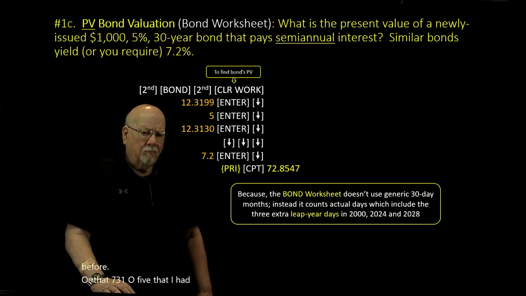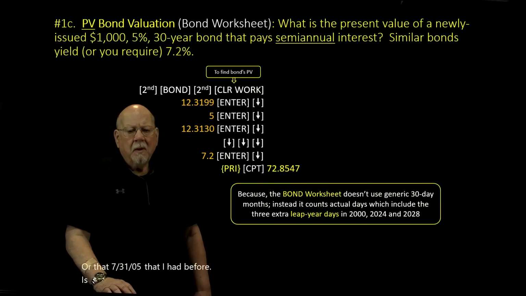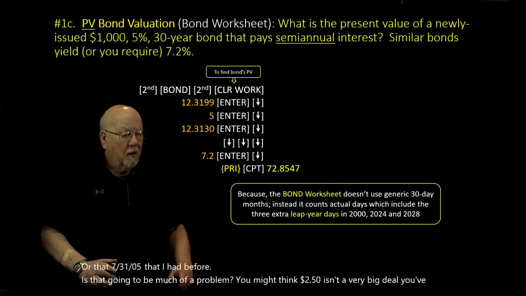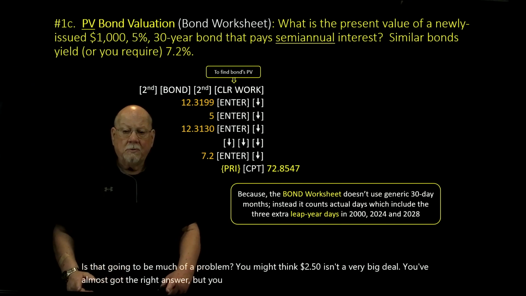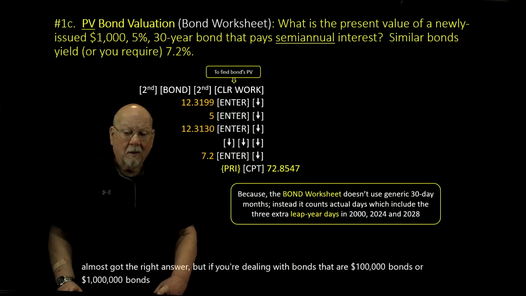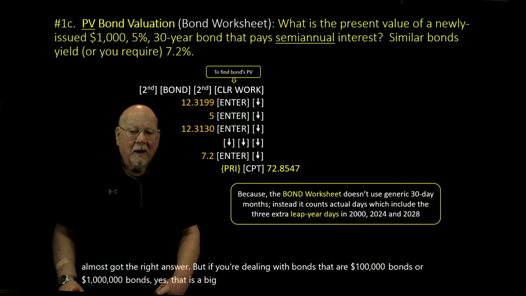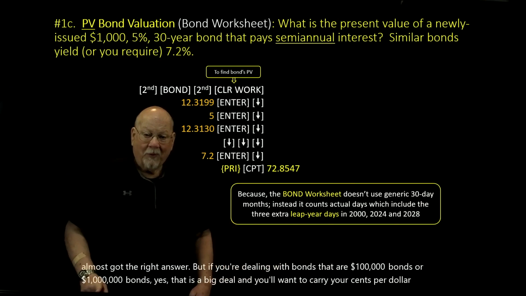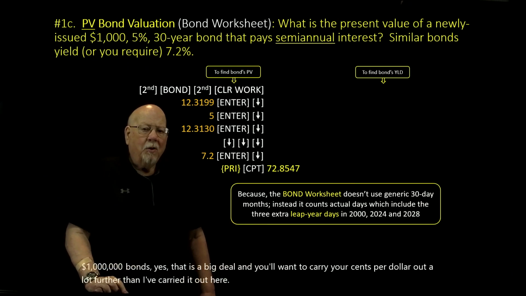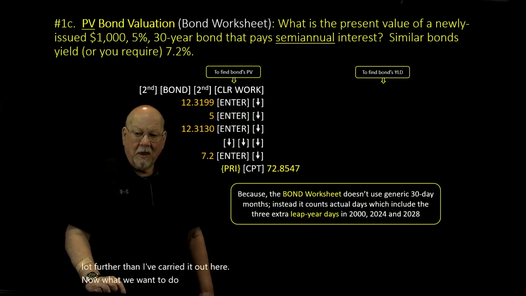Well, is that going to be much of a problem? You might think $2.50 isn't a very big deal. You've almost got the right answer. But you know, if you're dealing with bonds that are $100,000 bonds or $1 million bonds, yes, that is a big deal, and you'll want to carry your cents per dollar out a lot further than I've carried it out here. Well, now what we want to do is find the bond's yield.